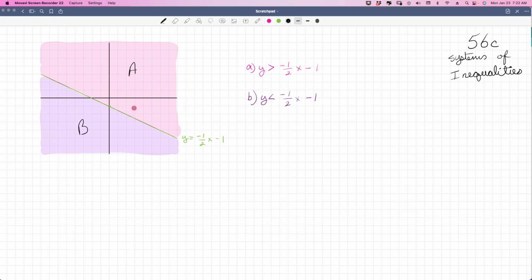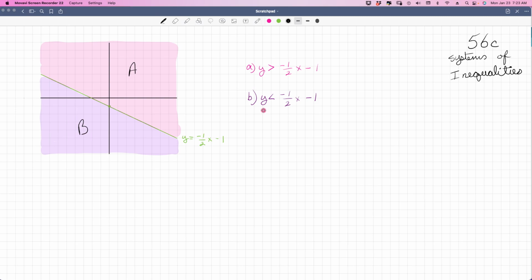So by default, we began understanding that if it said greater than, it was above. It was all the values above that point on y that was also above the line. And the values below that on the y-axis, and all the points in the corresponding area, were for less than.